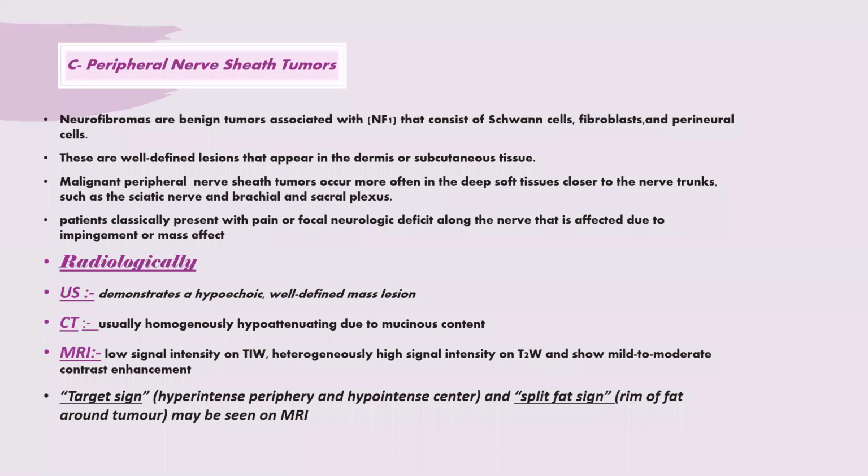There is a sign sometimes seen by MRI, the target sign, where the lesion is hyperintense peripherally and hypointense centrally, with the split fat sign, which is a rim of fat around the tumor.